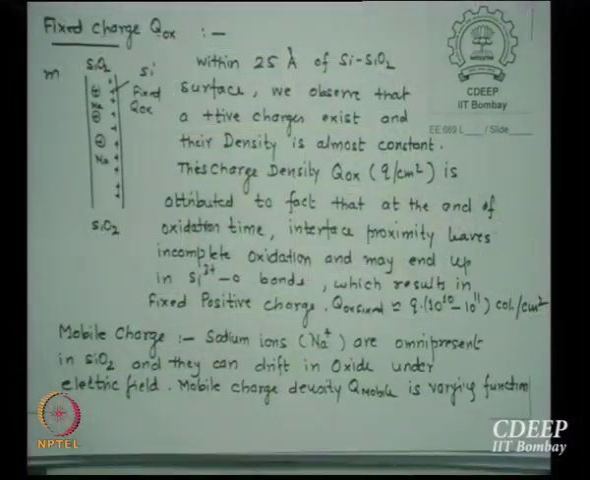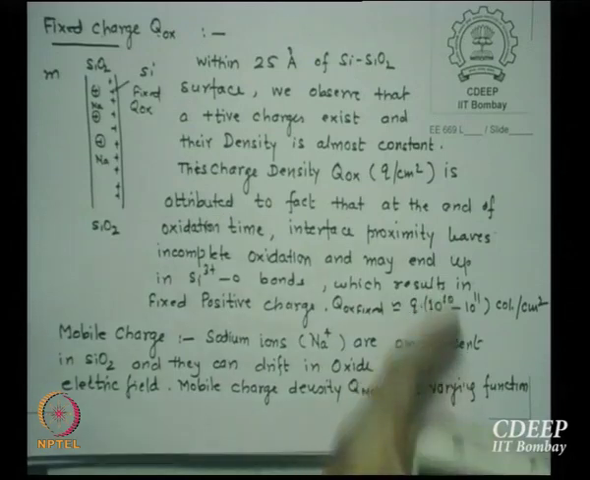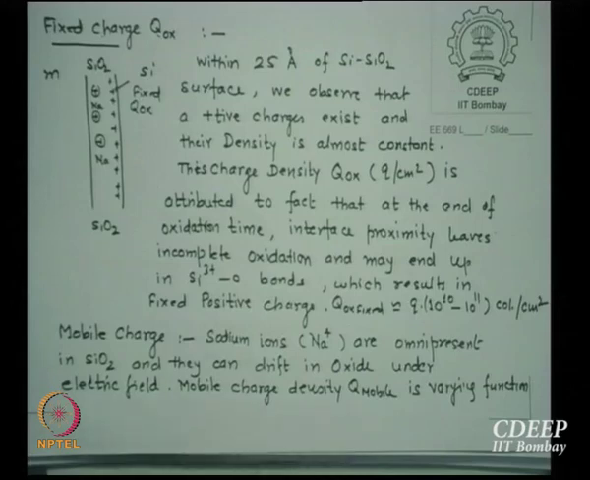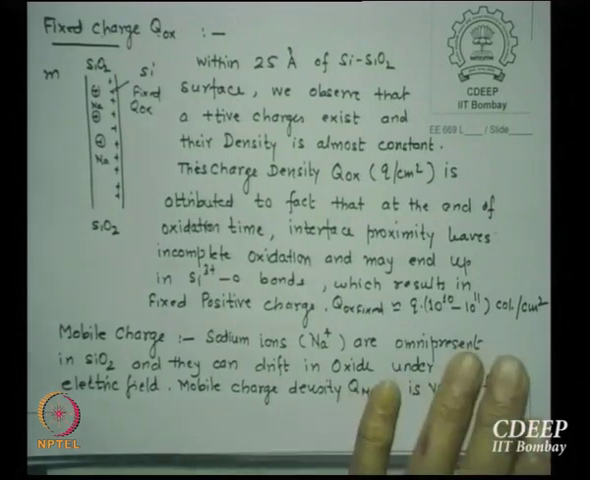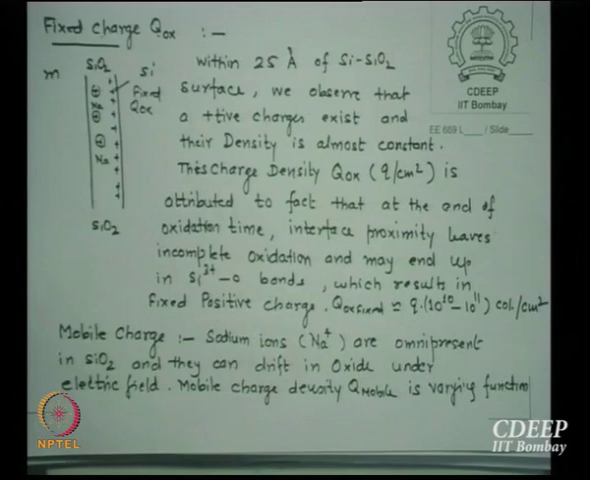Okay. So typically, if I want fixed charges, it should be of the order of 10 to the power 10 per centimeter square, or 1.6 into 10 to the power minus 19 into 10 to the power 10, which is about 10 to the power minus 9 coulombs. This is the kind of charge density I am expecting. What I may get is 10 to the power 11, and my whole work is to see that this becomes closer to 1 or 2 or 3 into 10 to the power 10, and that is my process. Okay. That is why processing is very crucial.